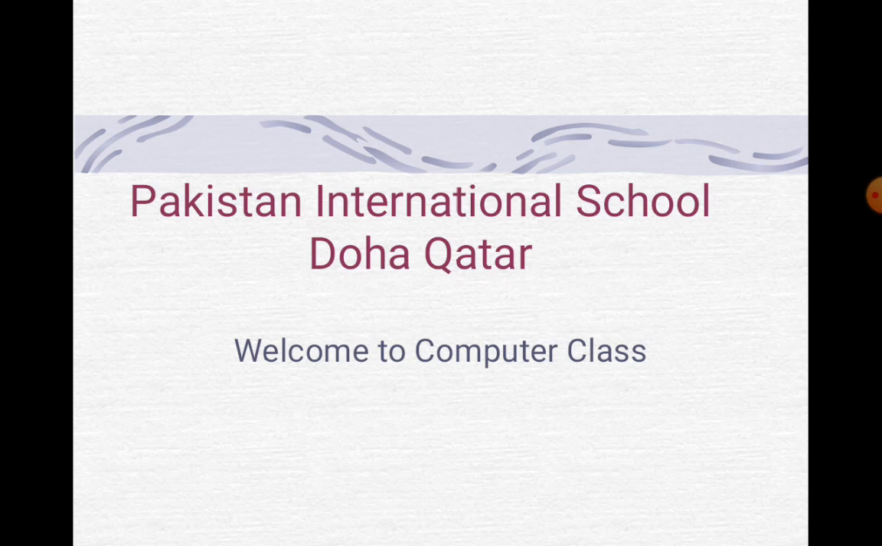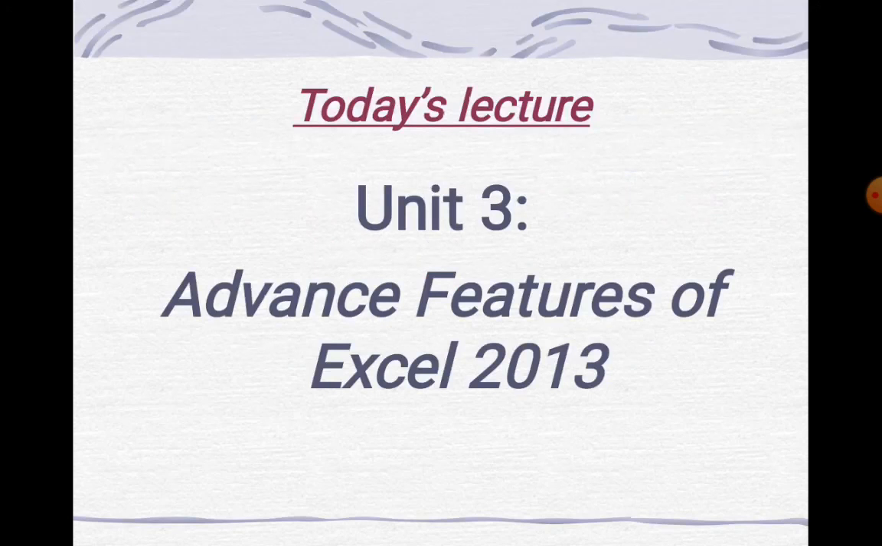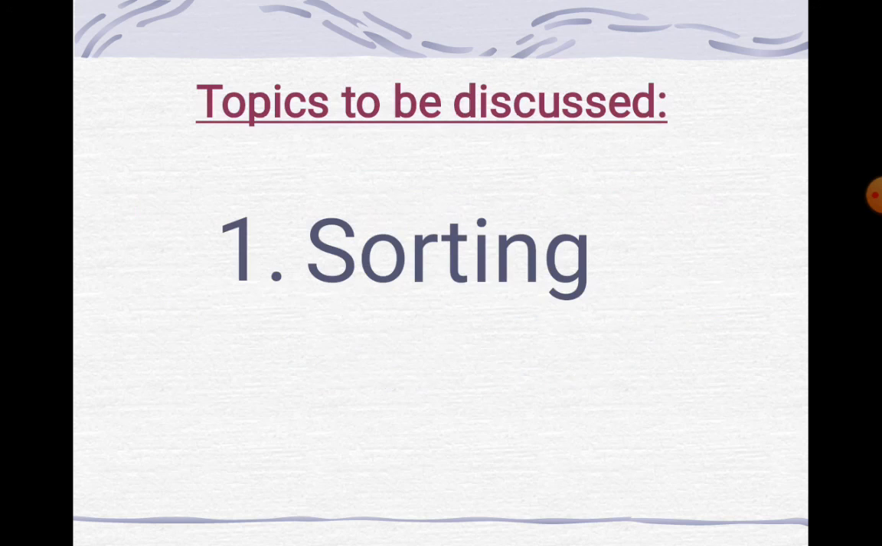In this video, we will recap all the topics which we have covered in week 12. Dear students, we were discussing Unit 3 of our computer book, that is the advanced features in Excel 2013. We discussed 1. Sorting of data. 2. Filtering of data. Let's see what sorting of data means.